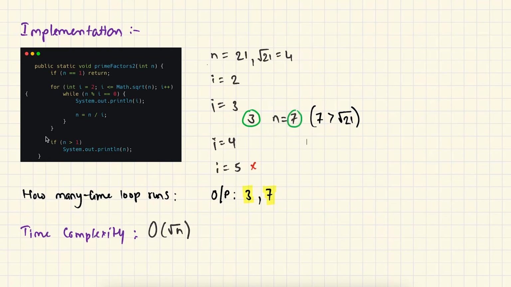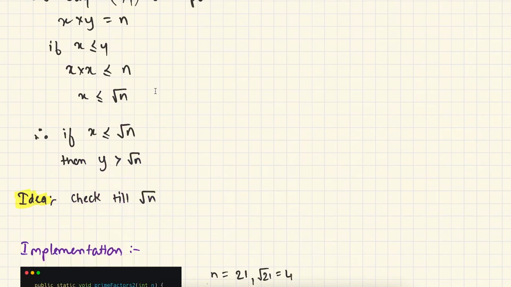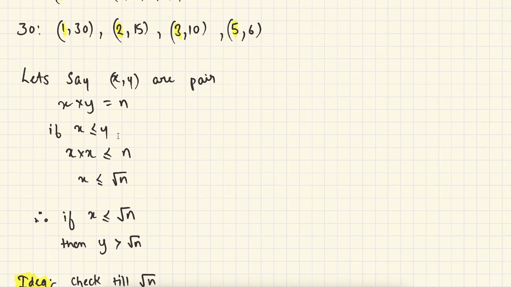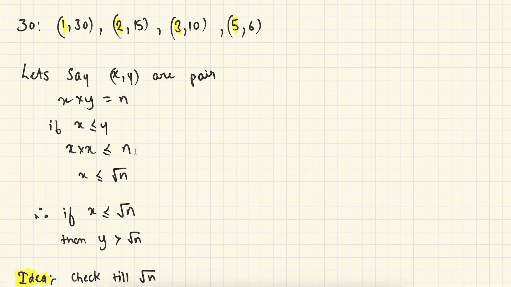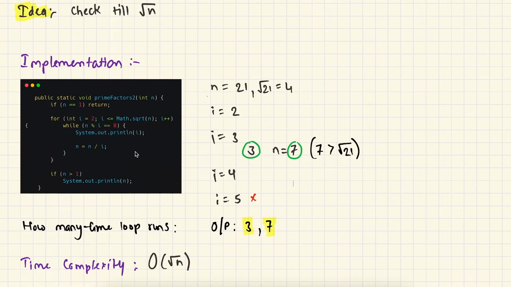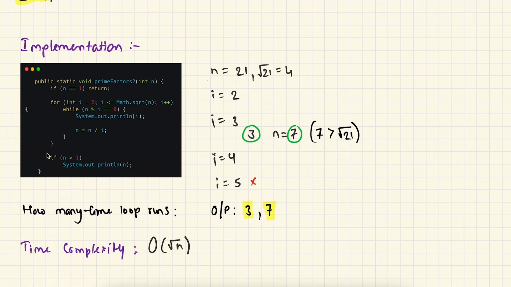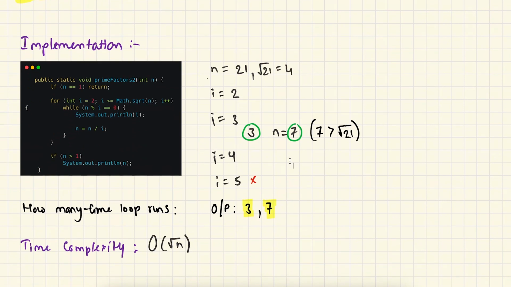That is why I have written this condition here, that if n is greater than 1, just print the value of n on the screen. And why is this happening? Because it is possible that one factor is greater than square root of n. We have seen here that if one value is smaller than square root of n, then definitely one value is always going to be greater than square root of n. That's why we are simply checking if any value is left or not. If any value is left, then just print that on the screen, right?